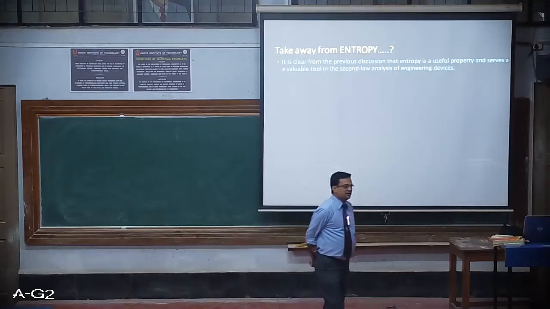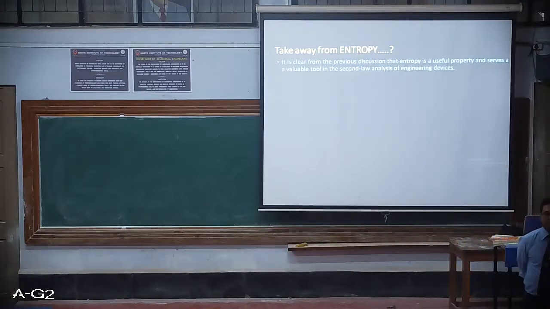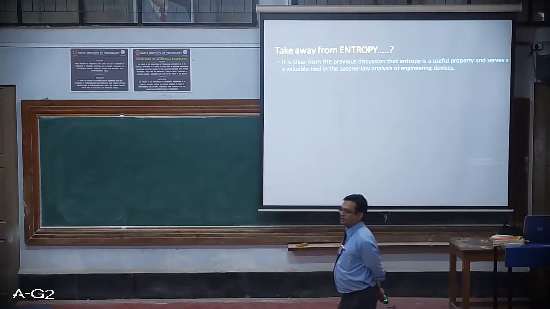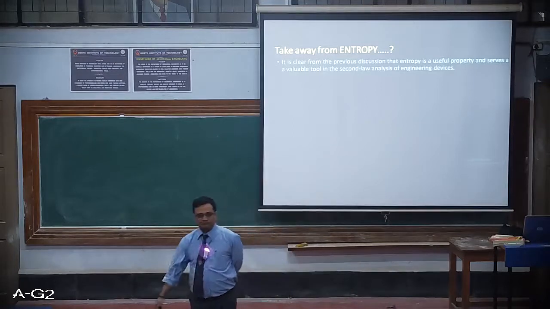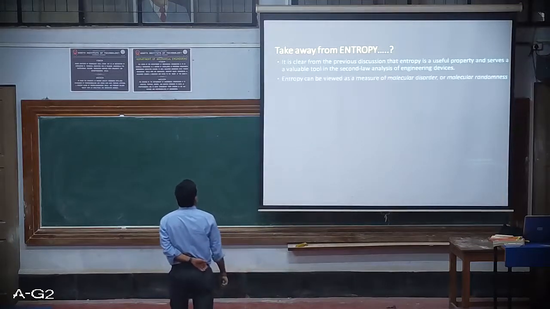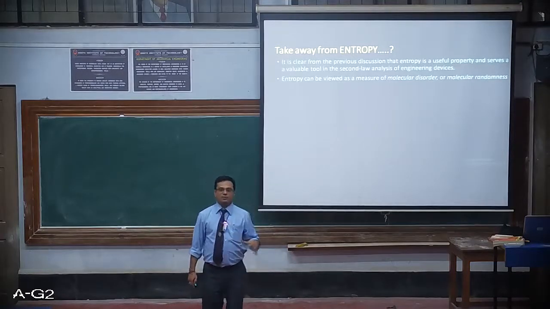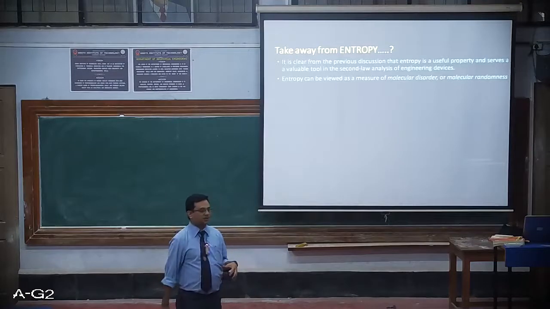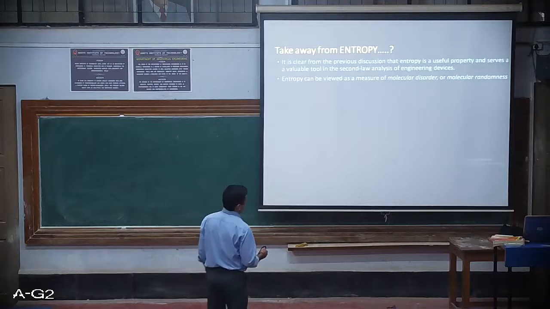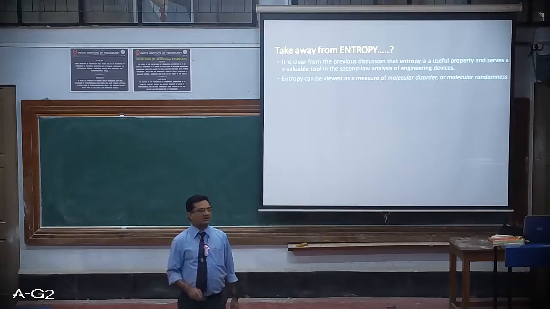So far, in the previous classes, you have applied the second law to cycles, be it a heat engine working in a cycle or a refrigerator or heat pump. But with entropy we have applied the same to different processes. So hence it is a useful property. Entropy can be viewed as a measure of molecular disorder. So what we can conclude from our previous classes is that it is a measure of molecular disorder or molecular randomness, mixed-upness, which we already defined in the beginning of this class.